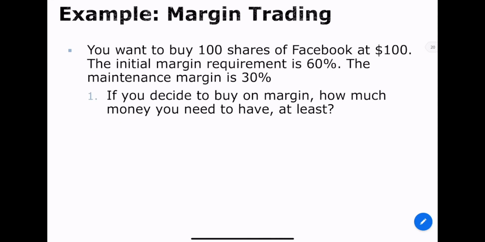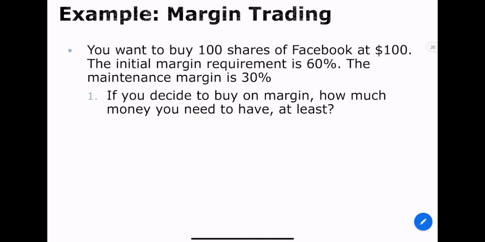Now let's do this example together, and hopefully this example will give you a clear idea how initial margin and maintenance margin work, and also importantly, how you could actually calculate the margin. So let's see the example here. It says you wanted to buy 100 shares of Facebook at $100. The initial margin requirement is 60%, and the maintenance margin is 30%.